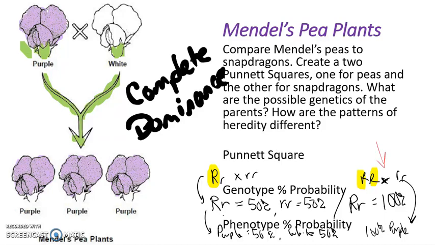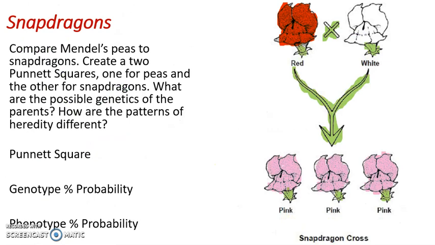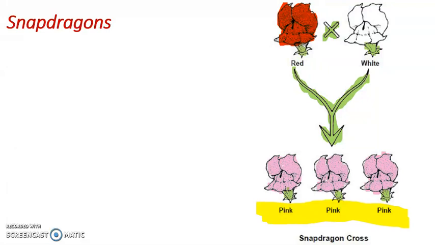Now let's compare that to the Snapdragons. One of the first things to notice on the problem here with the Snapdragons is we have a red flower being crossed with a white flower, and interesting enough, we get all pink. So some type of intermediate between red and white is created. So let's take a look at a Punnett Square with this. Alright, so we have red versus white. So how do we get the pink? Well, let's take a look with our Punnett Square.